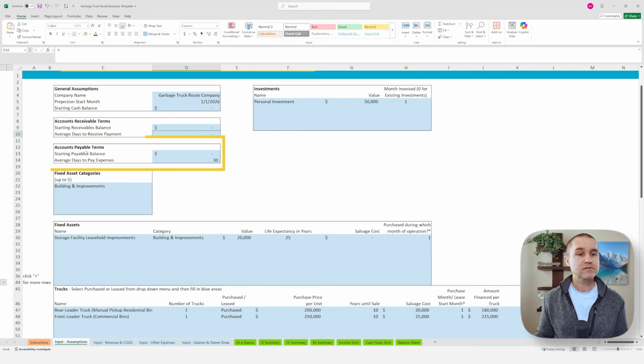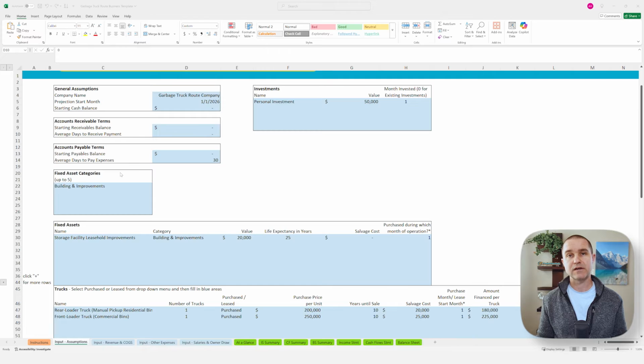Okay. On the accounts payable terms, this is how many days it takes you to pay your bills. So let's say you're putting expenses on a credit card and then you're not paying that credit card for 30 days, or your vendors are allowing you to have terms, they invoice you and you pay at the end of the month. Now, what I typically suggest here is maybe 15 days because some expenses you'll probably have to pay upfront, pay with cash, or some expenses you might be able to put on a credit card and wait 30 days to pay.